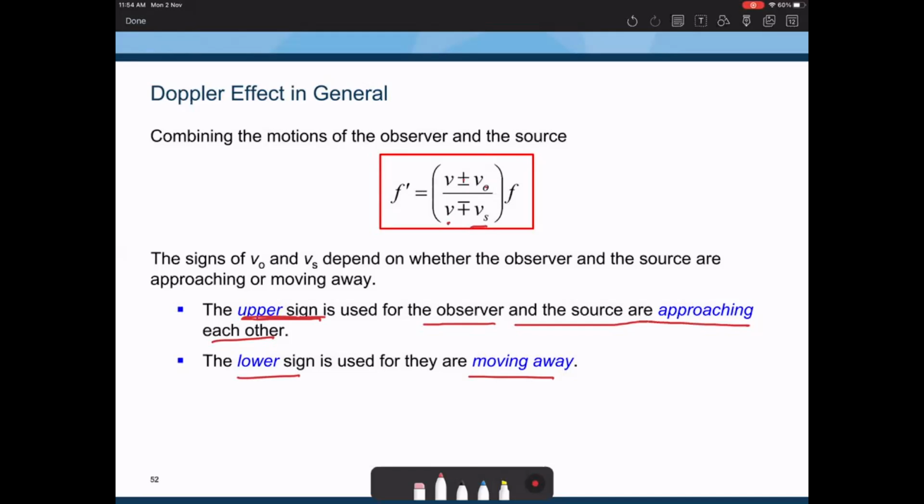So this is a very general equation, and you have to exercise your judgment based on the source or observer moving and whether they are moving away or towards each other in order to use the correct sign and substitute the numbers either at the top or the bottom of the equation.